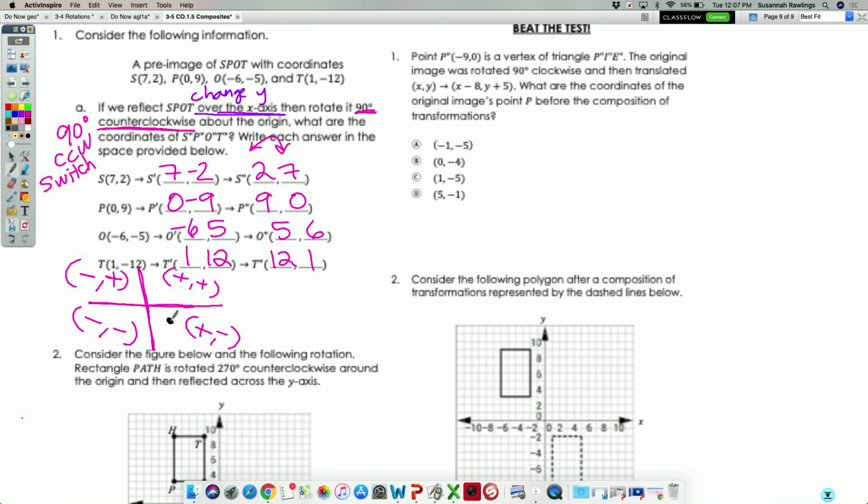I'm going 90 degrees counterclockwise. So where should I end up here? I'm going counterclockwise. Positive. So I need to go back up to the positive, positive. So actually, we're good for that one, right? My answer was positive, positive.